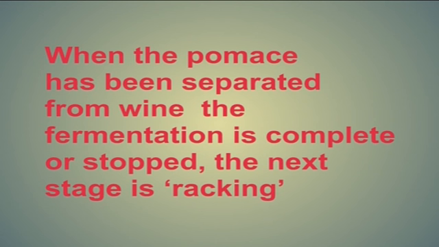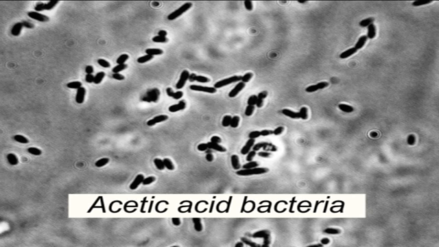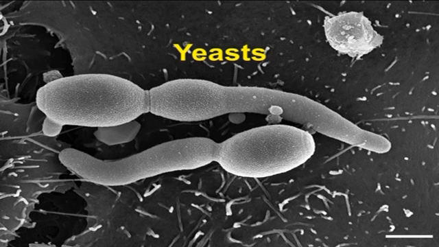The wine is then transferred to a wooden cask that is around 100 to 1000 gallons, barrels about 50 gallons, or tanks of several thousand gallons. The wood allows the wine only slow access to oxygen. Water and ethanol evaporate slowly, leading to air pockets which permit the growth of aerobic wine spoilers, for example, acetic acid bacteria and some yeast. The casks are therefore regularly topped up to prevent the pockets.